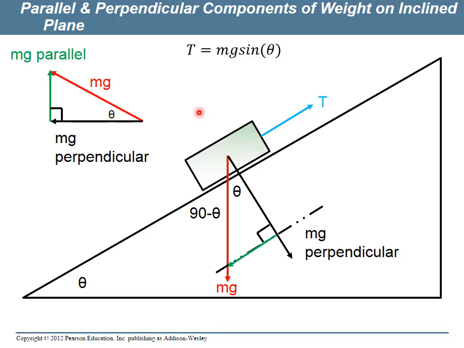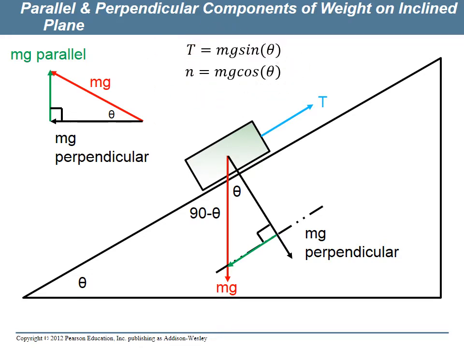So the normal, if I have my axes like this and like this, then I have a summation of forces along here that has to be equal to 0. So my normal force would have to be equal to my perpendicular component of the weight, right? Or I would say that the normal force is equal to mg cosine theta. Okay, really important for inclined planes.